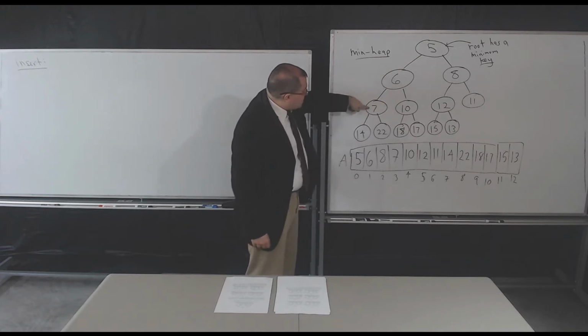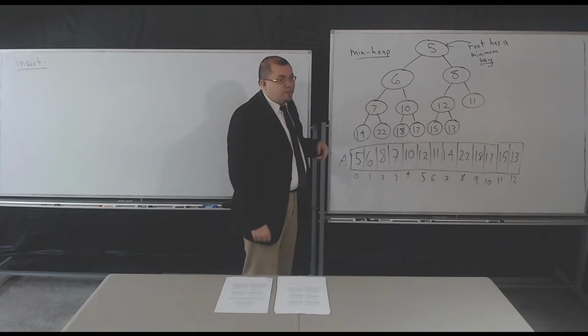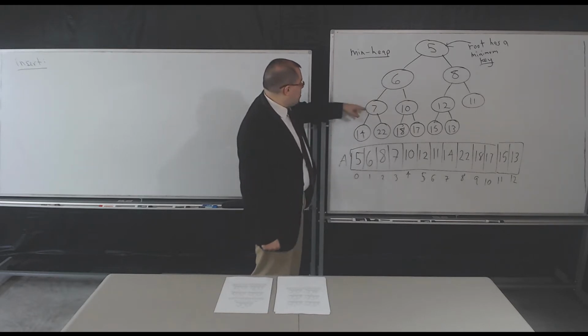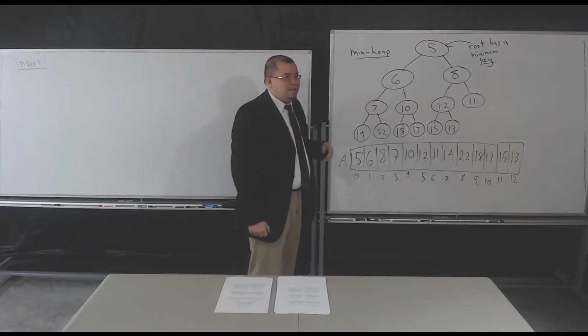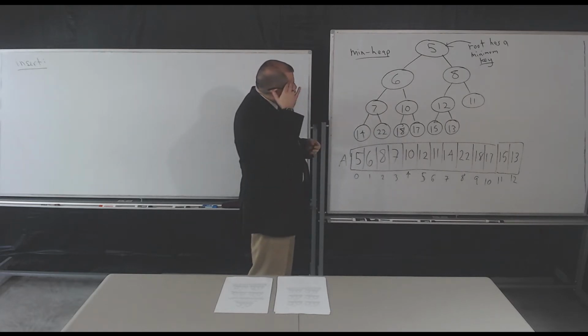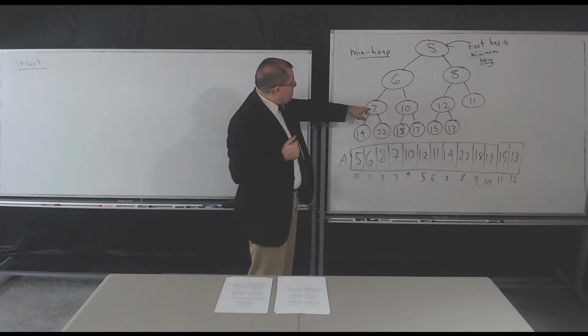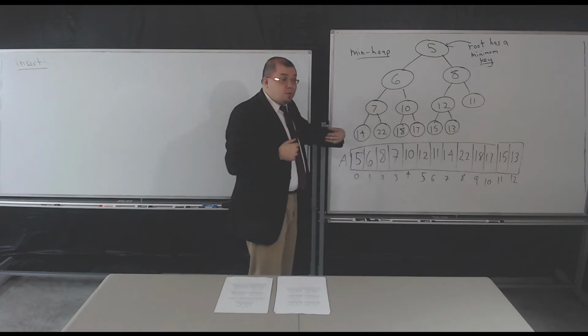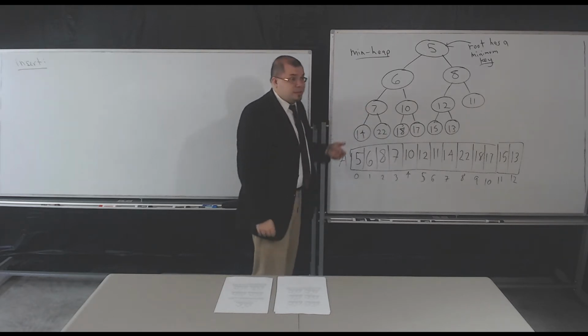It's okay if it was 6 here. However, if this was a 4, this would violate the heap order property because now all of a sudden this would be smaller than its parent. So does everybody see that? If I give you any one node, it must be either equal or greater than its parent.